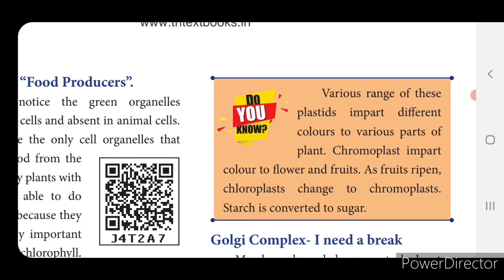If you take a banana, it will be green in color. After it ripens, it will be yellow in color. This is due to the presence of chromoplast. As fruits ripen, chloroplast changes into chromoplast, and starch is converted into sugar. So the color change of the fruit is only by means of chromoplast.